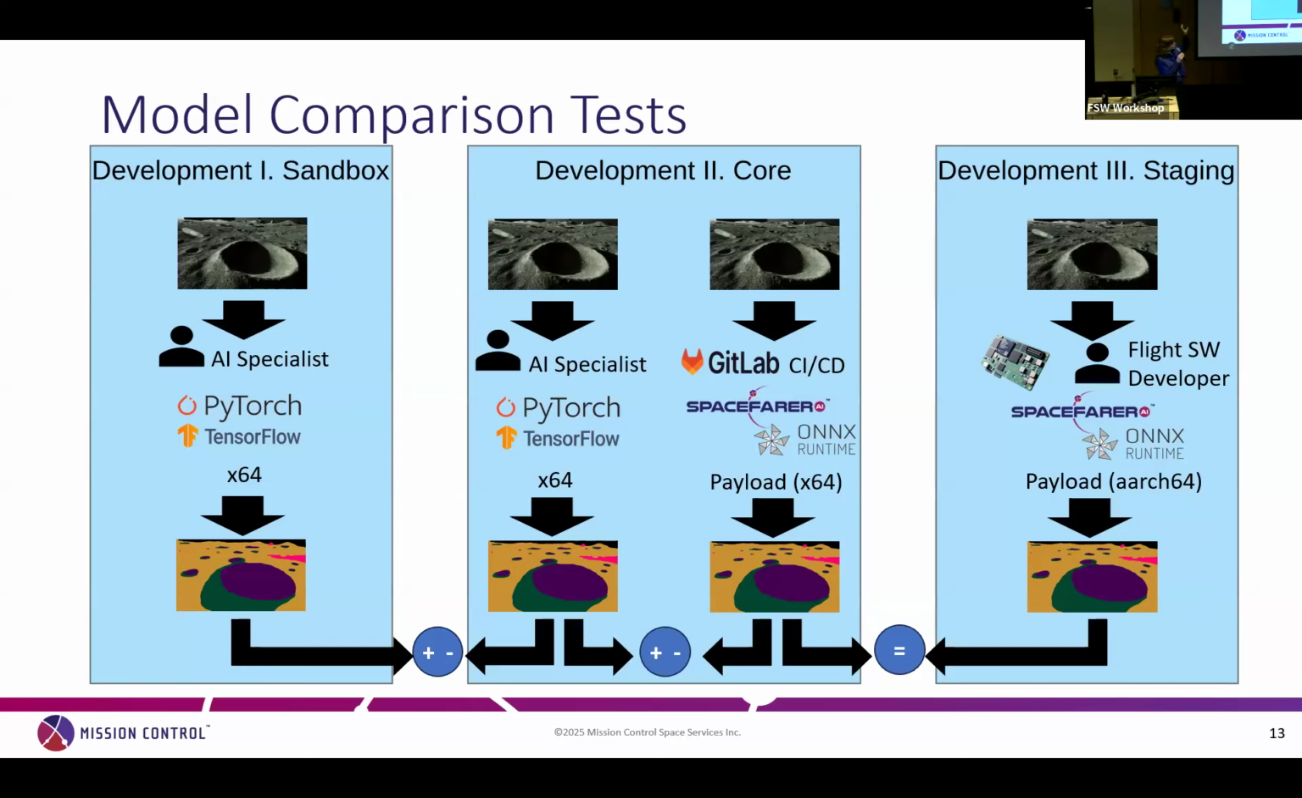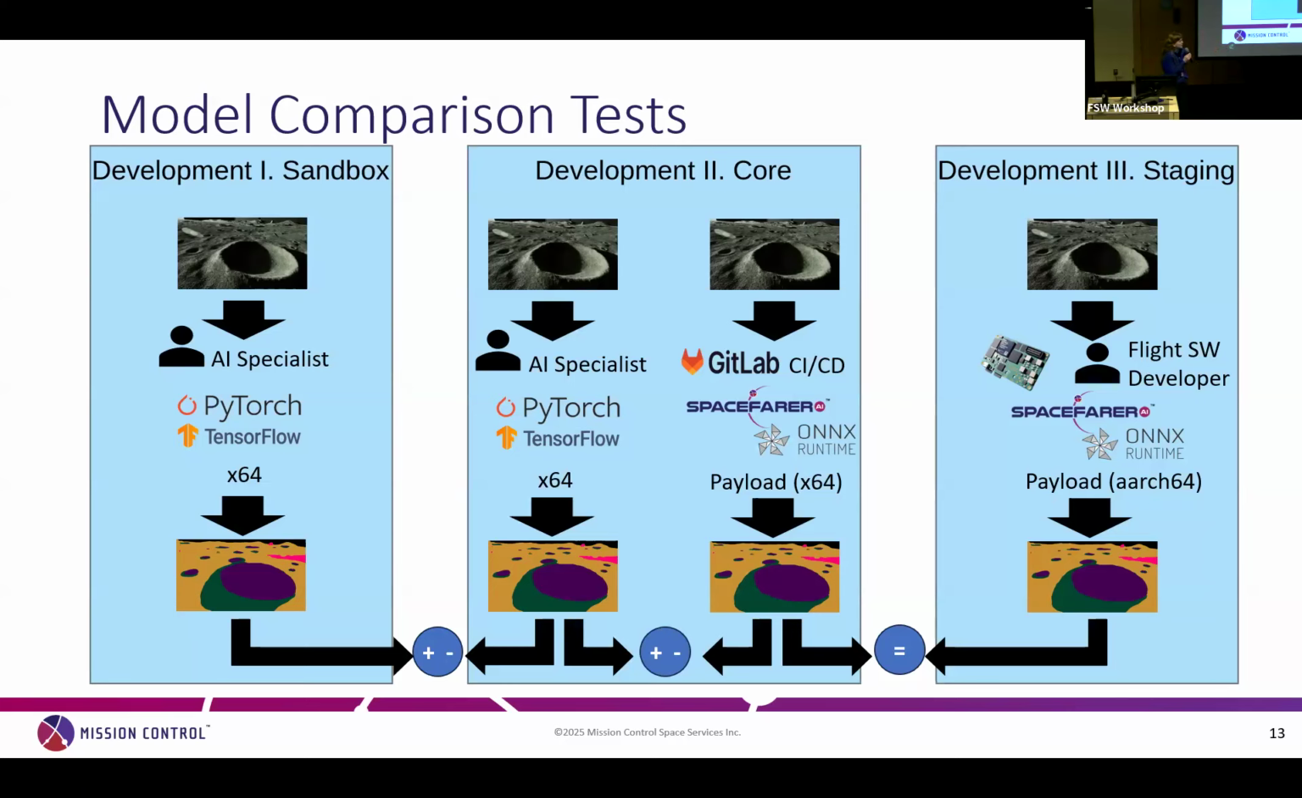We test between sandbox and development. We expect there might be some discrepancies there because the implementation has changed. We've gone from the research level code implementation to one that has a lot more test coverage and stringent quality standards. So usually we're seeing an improvement there, bug fixes, things like that.